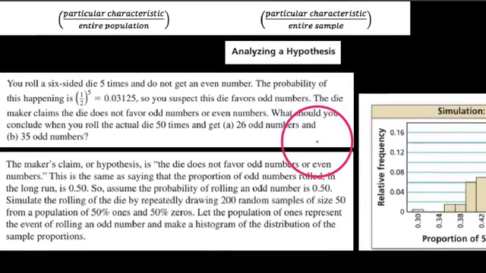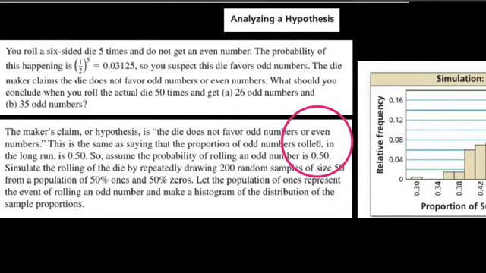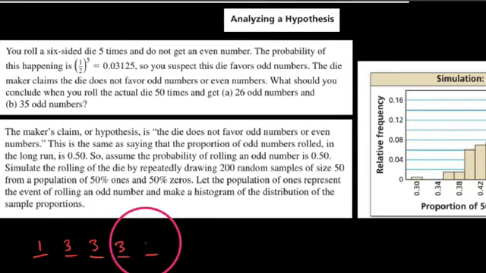And this example I feel is a pretty good one for describing a situation where you would either accept your hypothesis or reject your hypothesis. So let's take a look at this here. We say that you roll a 6-sided die 5 times. And so here's your 5-time roll here. And you do not get an even number. So maybe you roll a 1, a 3, a 3, a 3, and a 5. I just made this up. But look at this. You didn't get any even numbers.